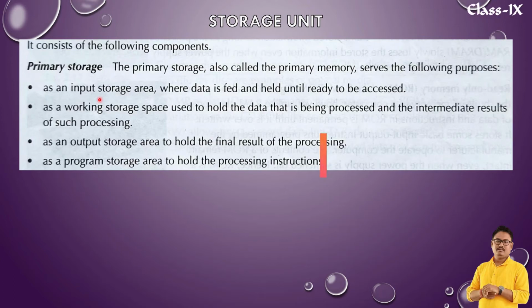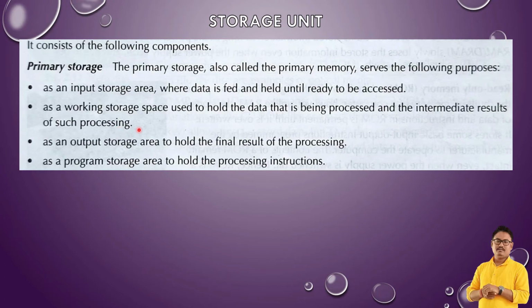It serves as an input storage area where data is fed and held until ready to be accessed. That means until it is ready to be accessed and displayed on your computer. For that purpose, this primary memory first collects it, then it is sent to the secondary memory where your data is stored. It also serves as a working storage space used to hold the data that is being processed and the intermediate results of such processing.